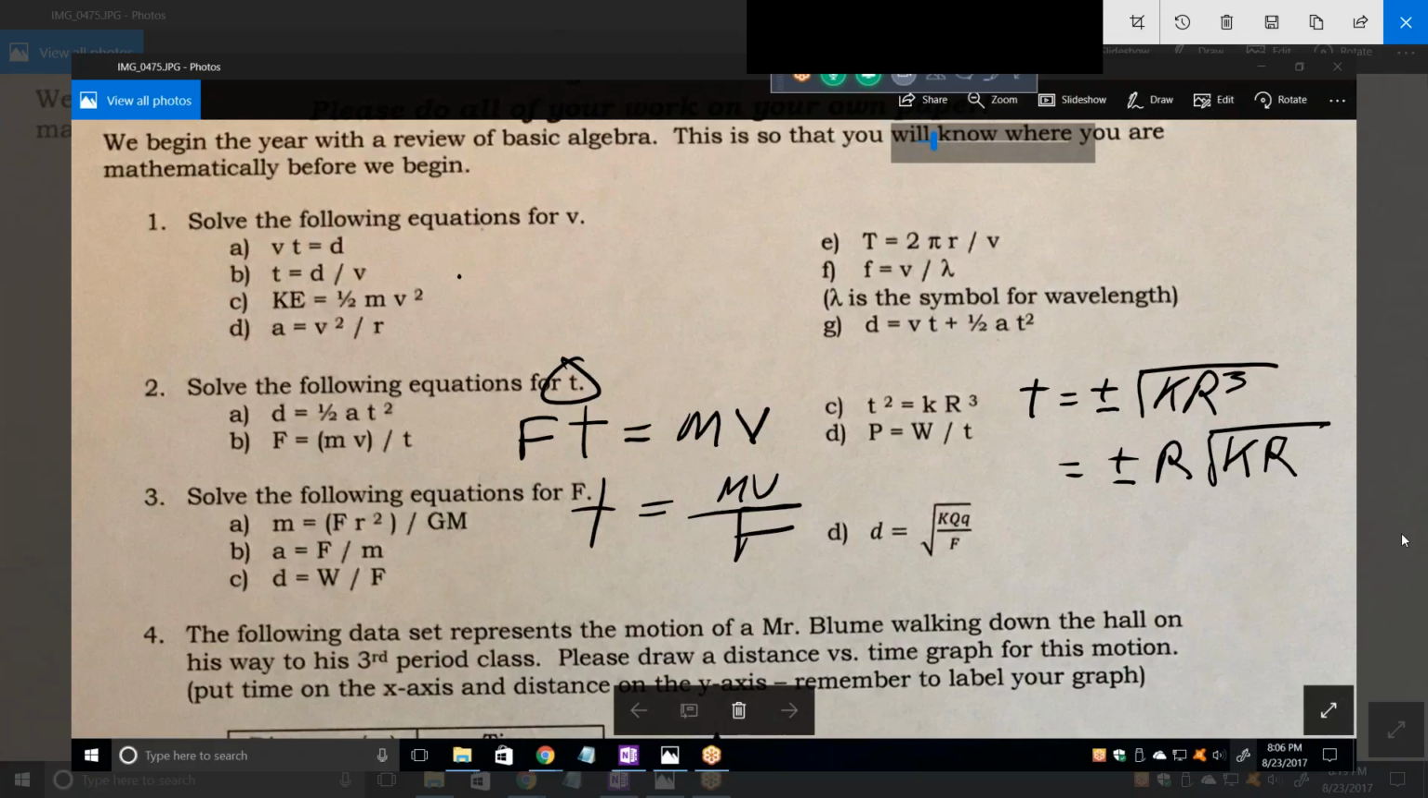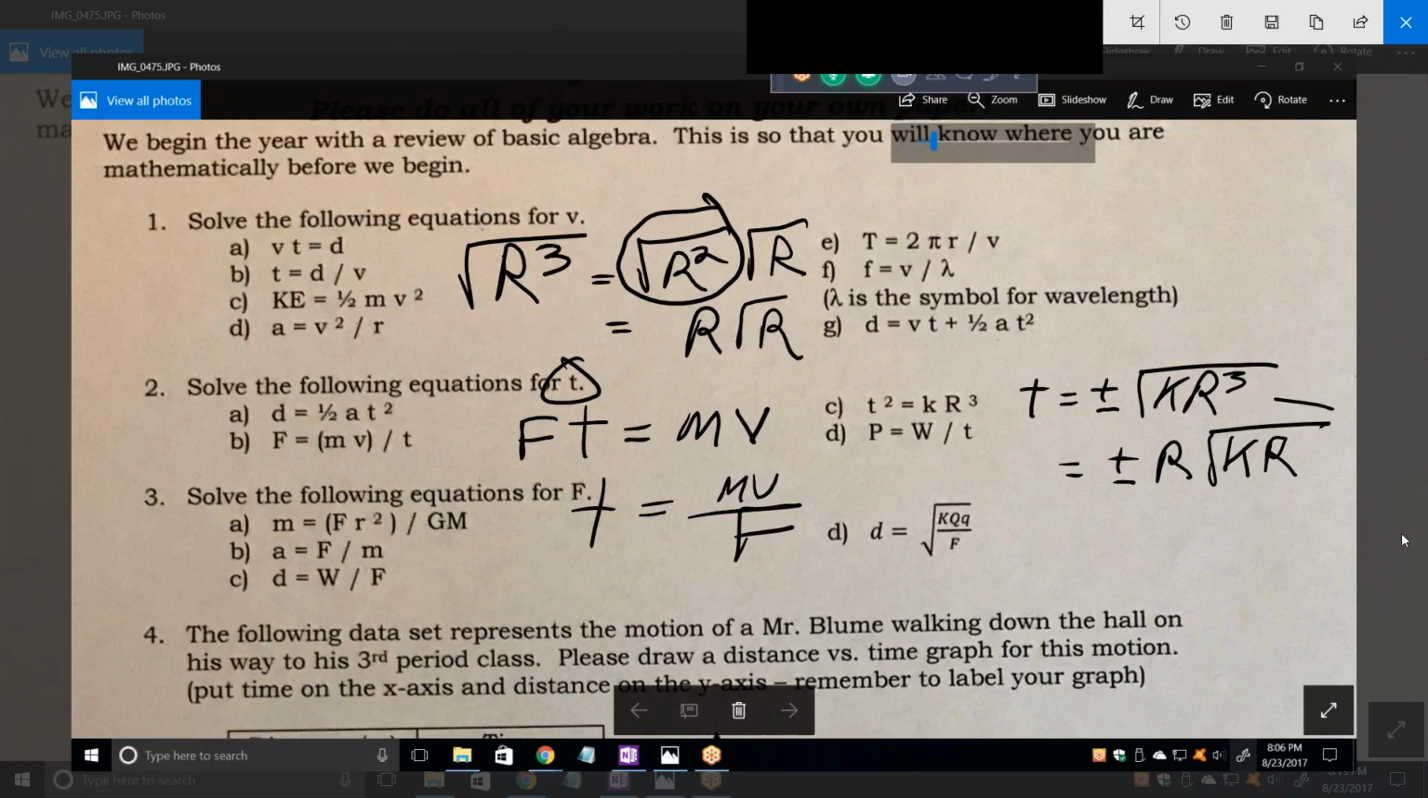Now, let's talk about this. If I'm going to take the square root of r cubed, that's the same thing as the square root of r squared times the square root of r, right? Yep. What's the square root of r squared? Square root of r squared is just r. Okay, so that thing becomes r root r. That's what I got over here, r outside and one r still inside, because it was r cubed.